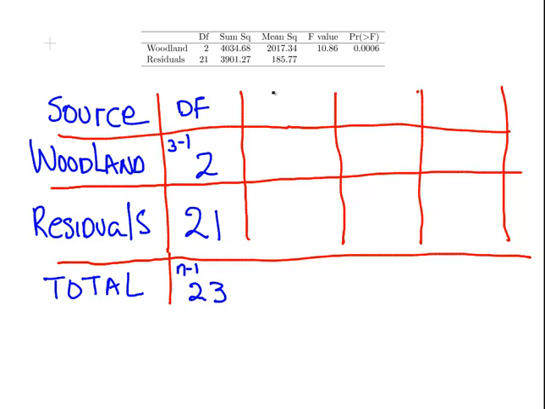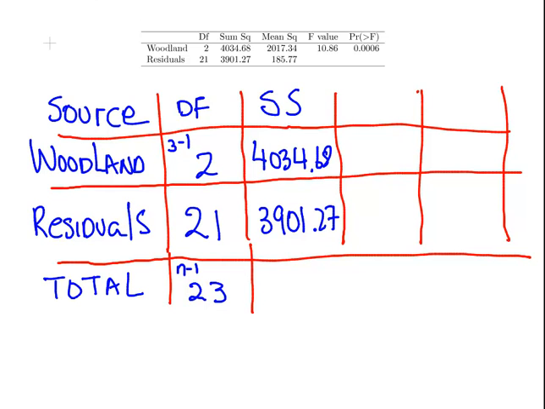The sum of squares is something we've worked out: 4034.68, 3901.27, and finally, what did we get at the end? We got 7906. Yeah, well, close enough, 7905.98.